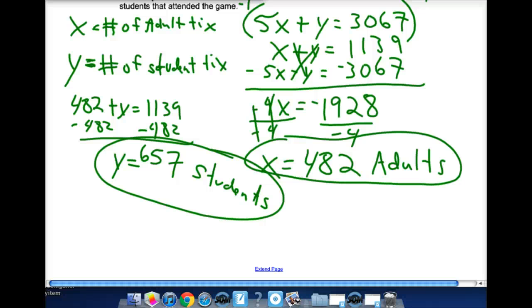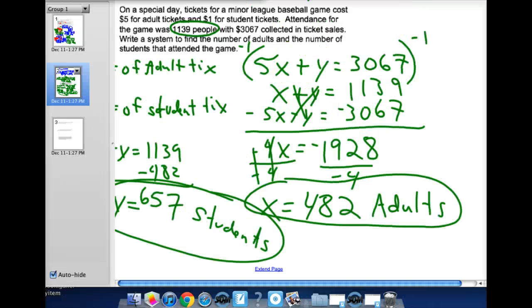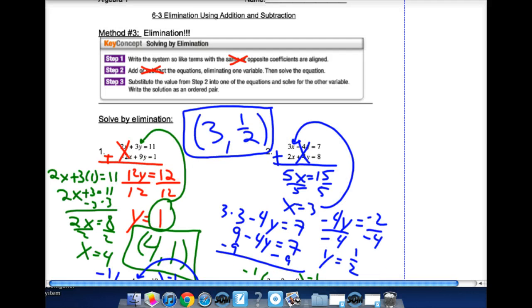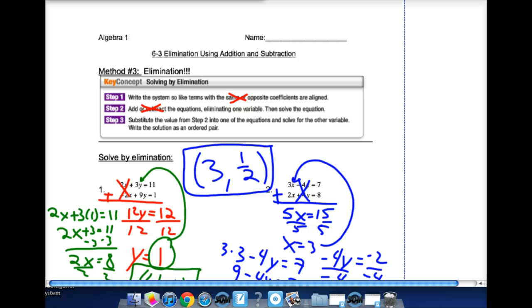What if they're fractions? What if there is no opposite, like -2? What if they don't match up? Right, that's the $10,000 question. What if this were the system? 3x plus 4y equals 15, and 2x minus 5y equals 12.